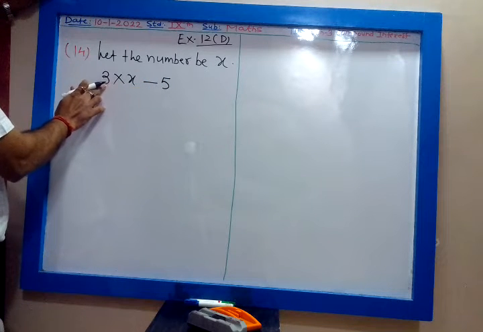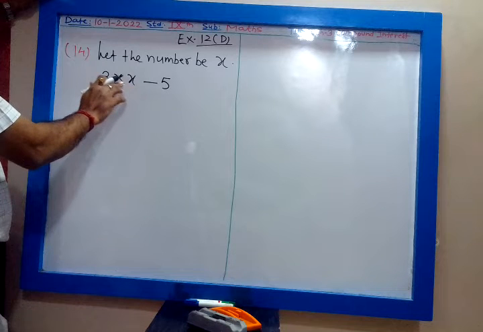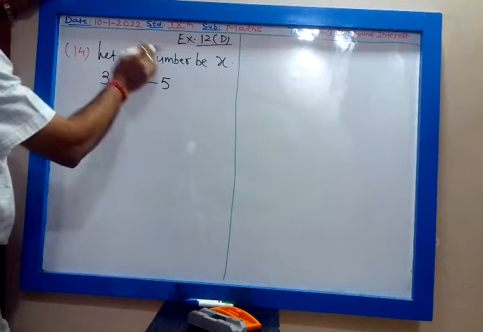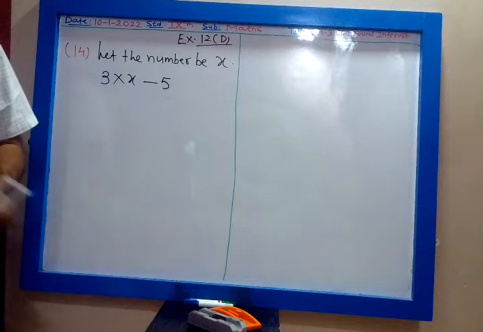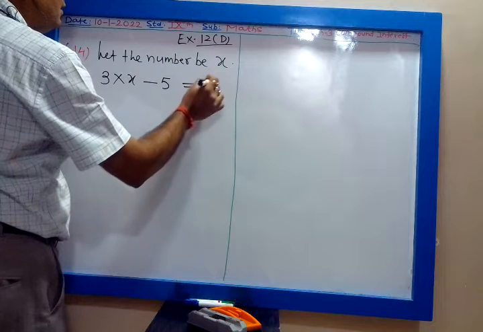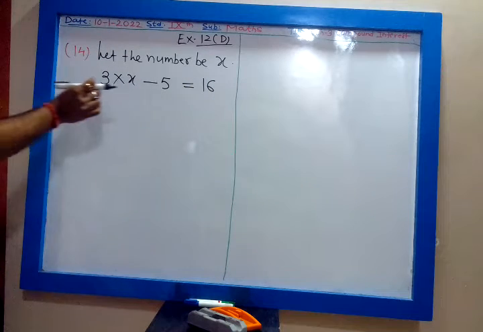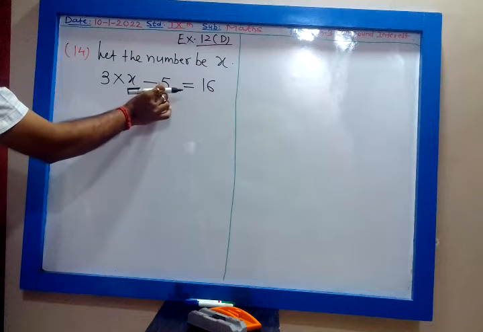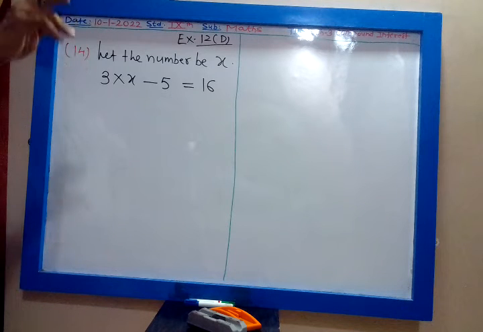5 is subtracted from 3 times of a number. So first I will write 3 times of a number, and from 3 times of a number I will subtract 5. When 5 is subtracted, the result means equal to 16. Find the number. Is it clear? I will not write 5 minus 3x, because subtract a from b means we write b minus a.